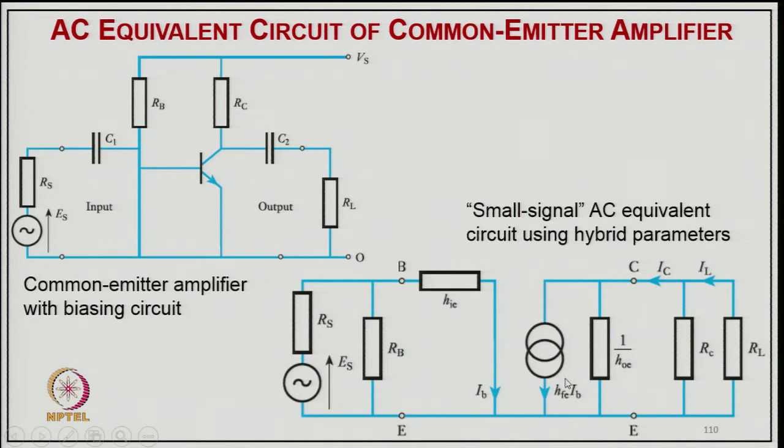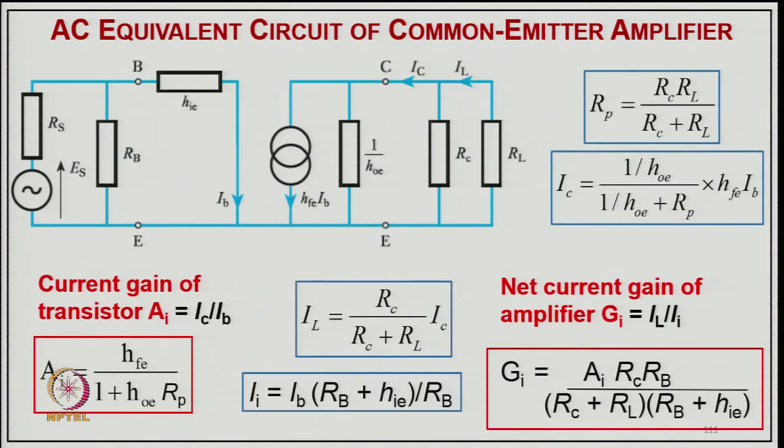So, that is what you can call the small signal AC equivalent circuit in terms of hybrid parameters, the same circuit here. We can modify it into RP equal to RC RL divided by RC plus RL, the two resistances in parallel. So the collector current will be 1 upon HOE divided by 1 upon HOE plus RP, into HOE into IB, that is typically the current source here.